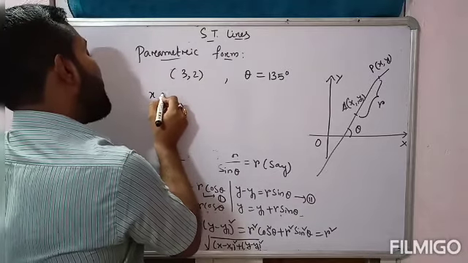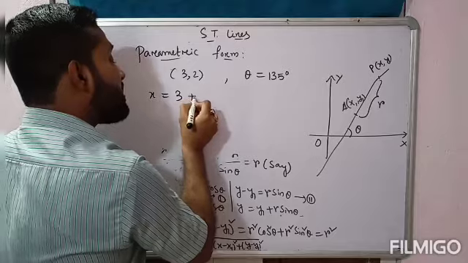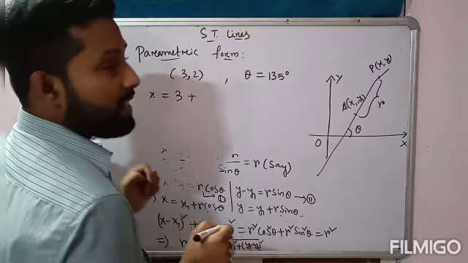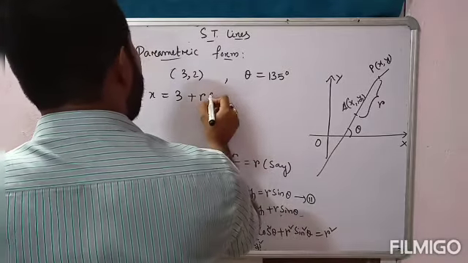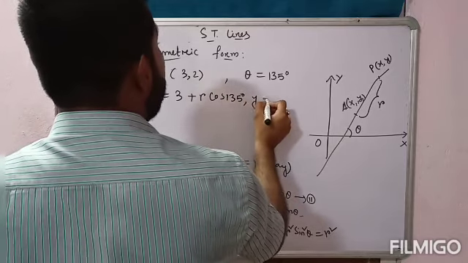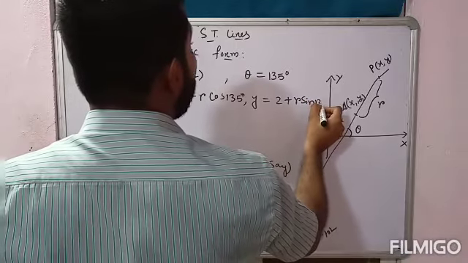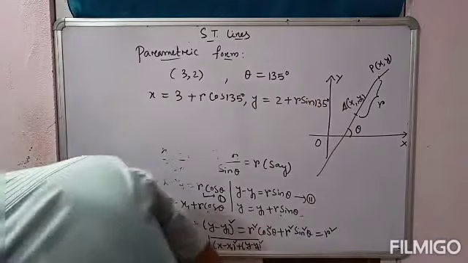So what is the formula? X equal to x1. Here x1 is 3. 3 plus r into cos theta, right? So r into cos 135 degree and y is equal to 2 plus r into sin 135 degree. Yes?